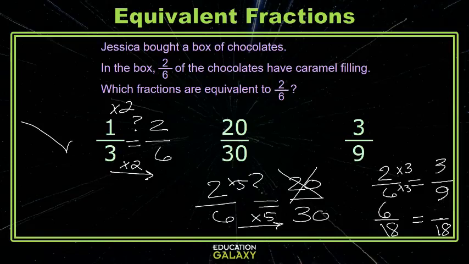On the right, how did I get from 9 to 18? I multiplied by 2. So what I do to the bottom, I do to the top, and now you see that 3/9 and 2/6 and 6/18 are all equivalent fractions. Okay, now it's your turn.